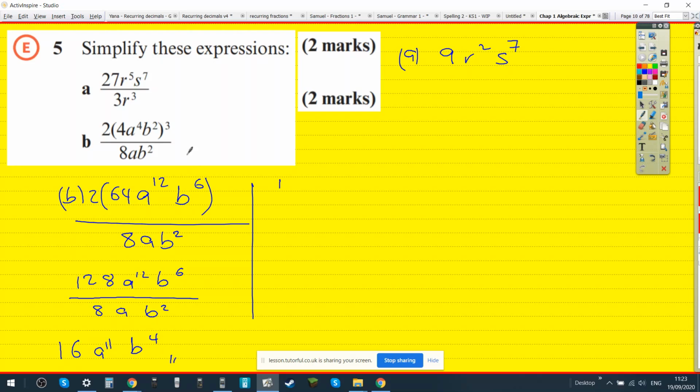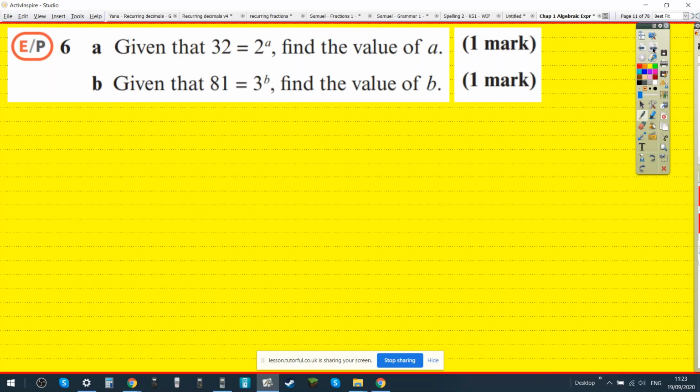Well done. It's pretty full on. So start with BIDMAS. The indices first, multiply second, and then divide. All right. Any questions about that? No. 2 marks. They make us work so hard for these.